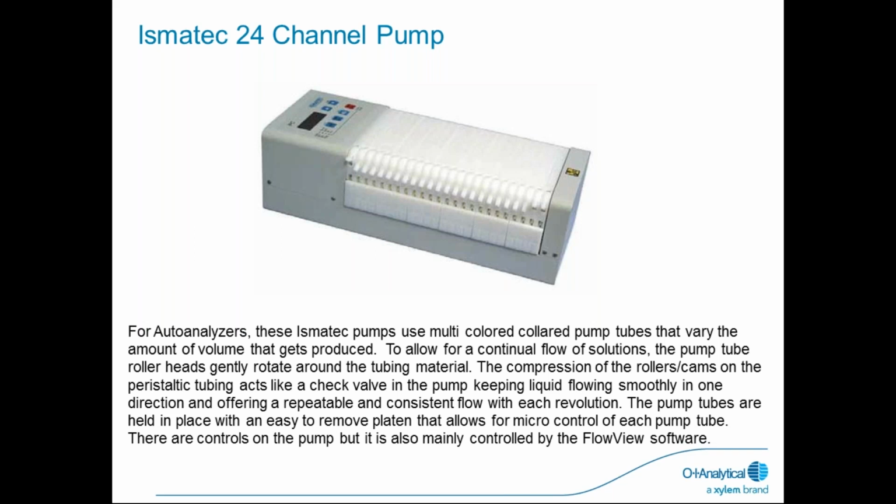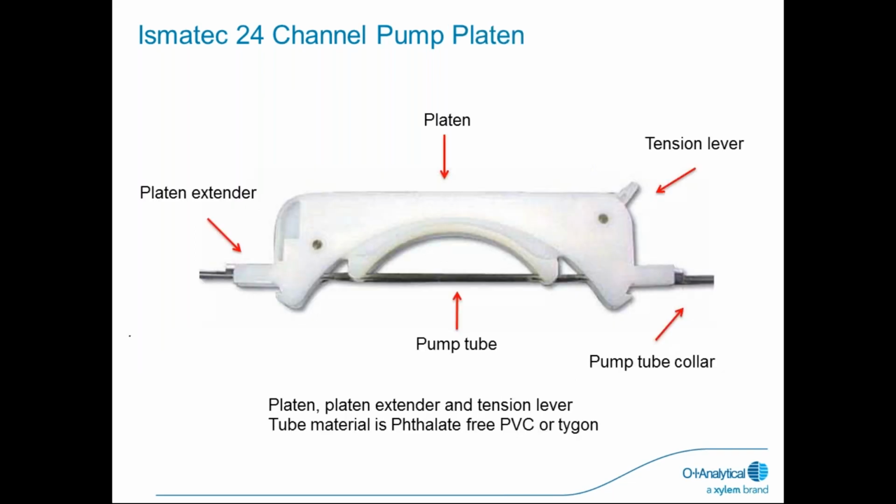Pump tubes are held in place by an easy to remove Platen that allows for microcontrol of each pump tube, and these controls of the pump can also be controlled by the FlowView software. So here's an example of the pump Platen that we use. We have the Platen itself, the Platen extender. The tension lever in the upper right-hand corner can add tension to the pump tubes. The pump tube fits between the extender and the pump tube collar. The Platen extender, tension lever and tube material is phthalate-free PVC or Tygon.